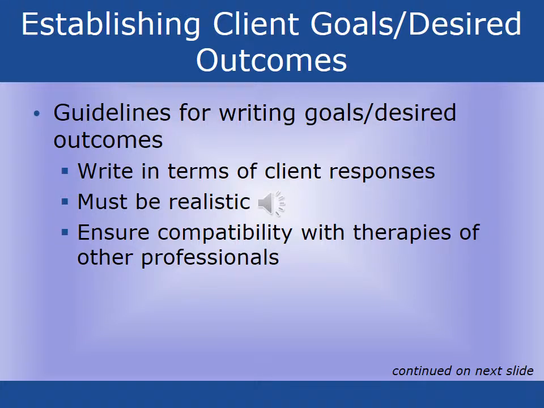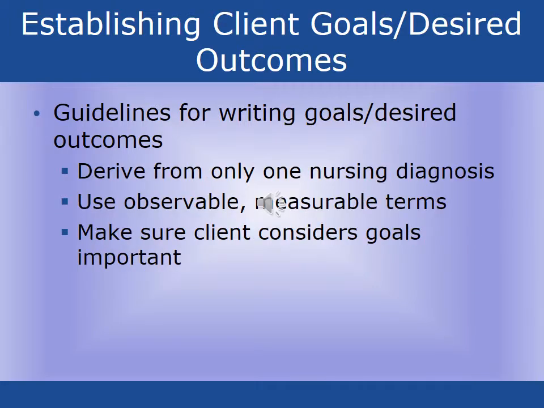So we do have guidelines for writing goals and desired outcomes. It has to be written in terms of the client's response, and it has to be realistic. If you have something that's unrealistic, they're never going to meet that. And you have to make sure it's compatible with therapies of other professionals. You would not state that the client's going to walk 10 feet if you know they're on complete bed rest and they can't get out of the bed. So we have to make sure that what we're doing makes sense for the client.